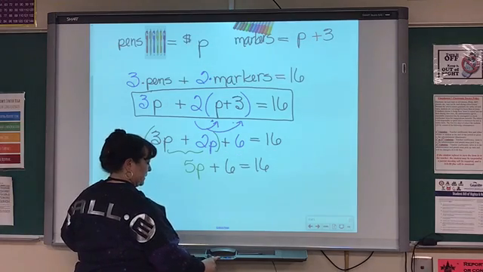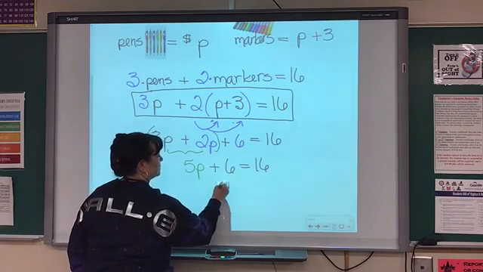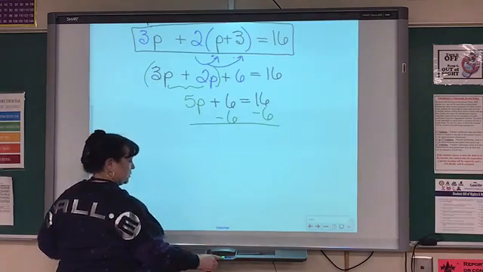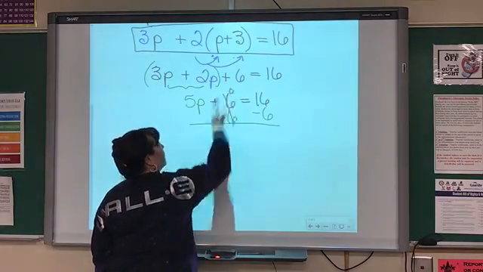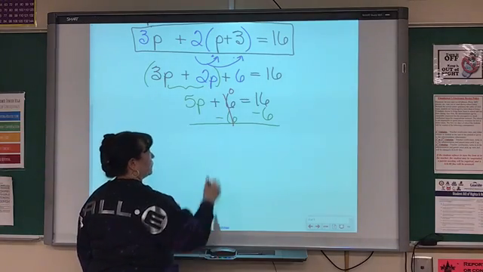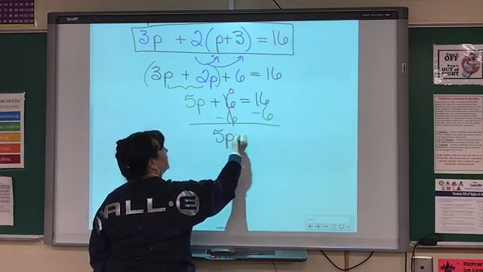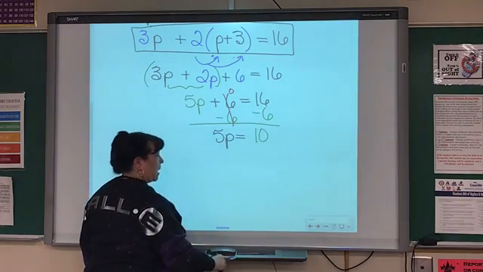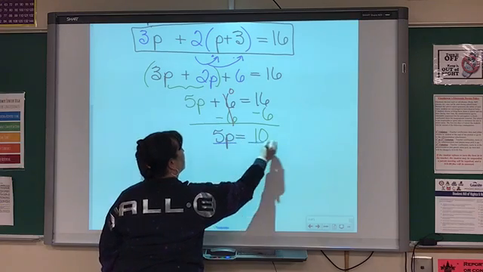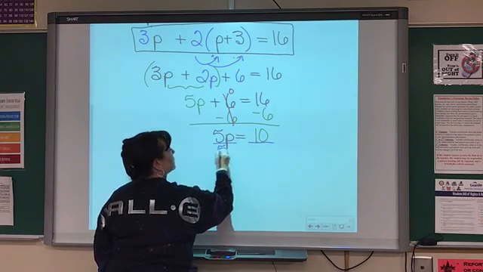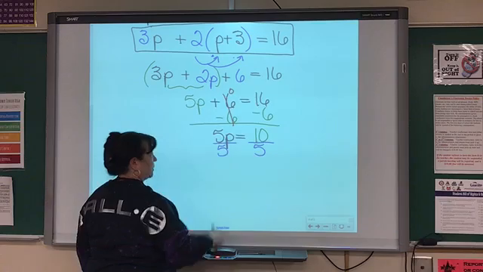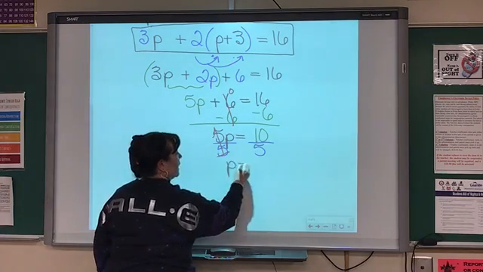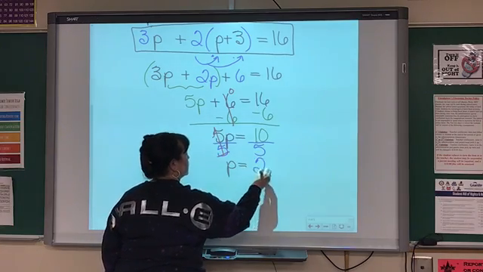I'm going to first eliminate the constant by subtracting 6 on each side. When I subtract 6 on each side, I have a 0 pair. I then am left with 5p and 0, which is 5p. Over here, 16 take away 6 is 10. I eliminate my coefficient now, and divide both sides by 5. 5/5 is 1 times p is p, and that's going to equal 2.